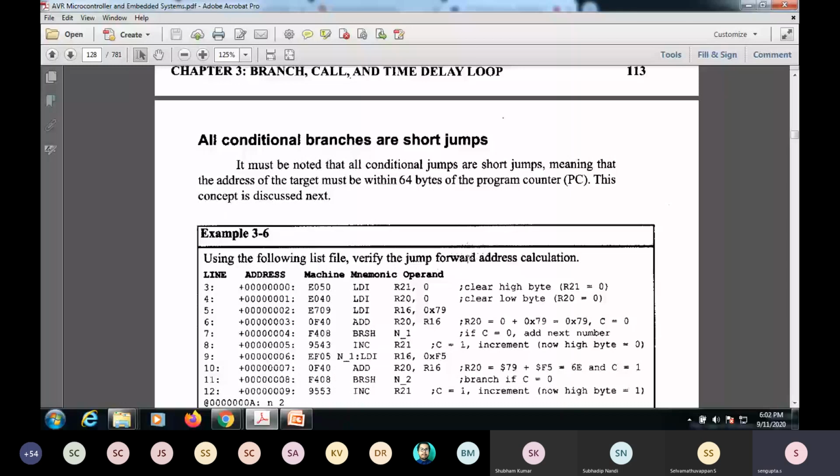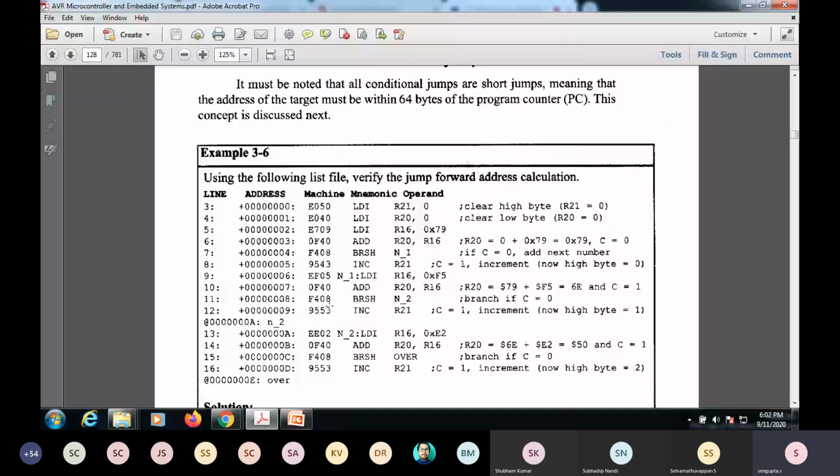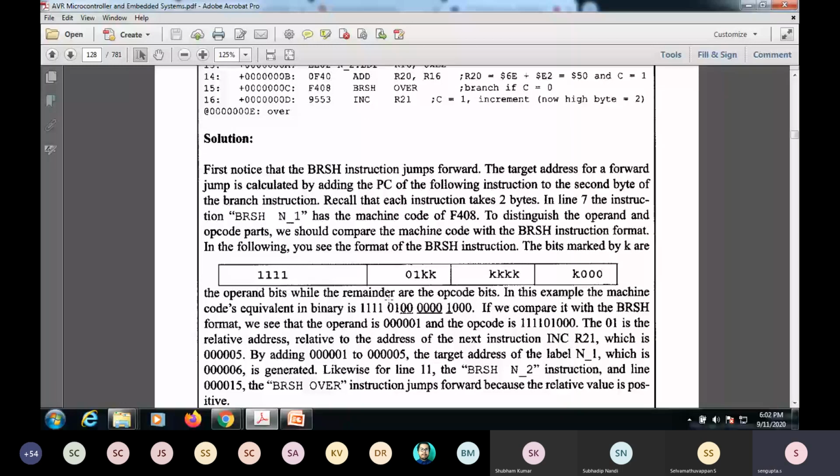This is also mentioned here. The BRSH, notice that it jumps forward; the target address for a forward jump is calculated by adding the program counter of the following instruction to the second byte of this. So in line 7, the instruction has the machine code F408. This is what I was trying to say.